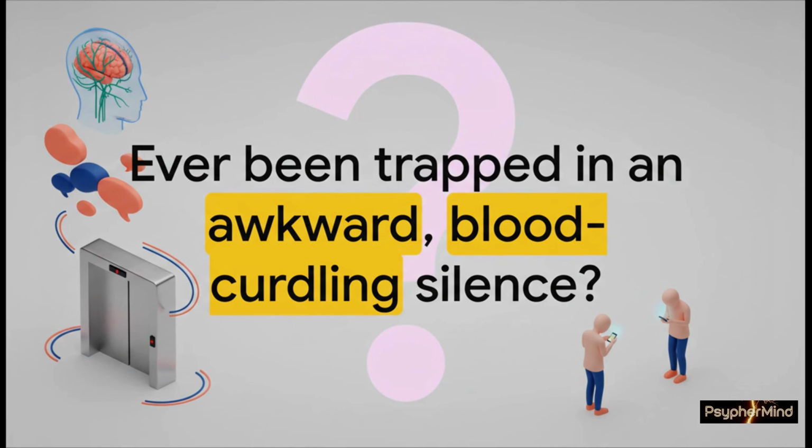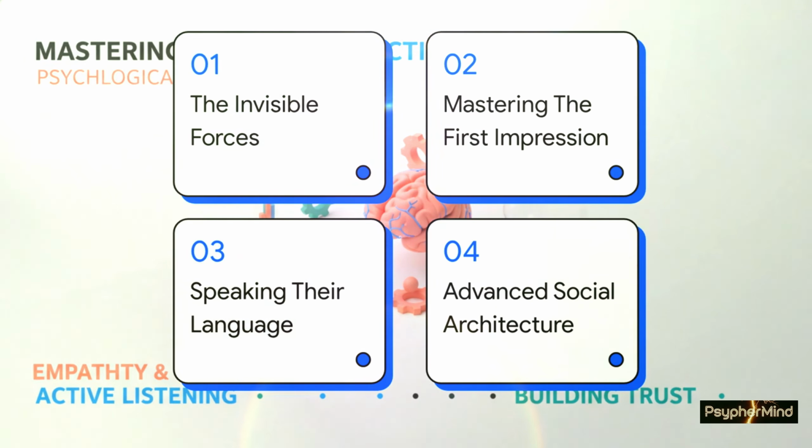Okay, let's start with a scene that I think we all know a little too well. Picture this. You're in an elevator, the doors slide shut, and then crickets. Just nothing. You've got a few people staring at their phones, looking anywhere but at each other. You know that feeling, right? That classic blood-curdling awkward silence. The air is so thick you could cut it with a knife, and everyone is thinking the exact same thing. I wish someone would just say something. So how do we become the person who breaks that silence?